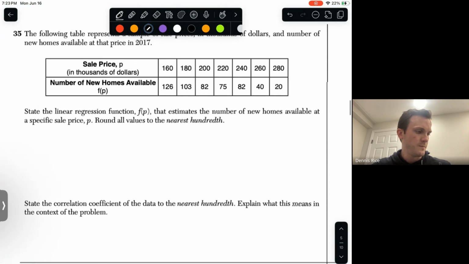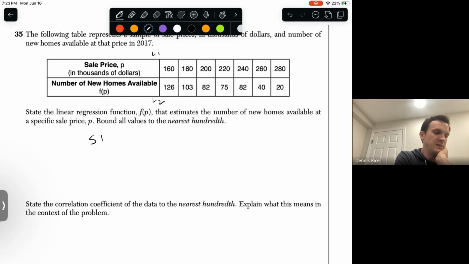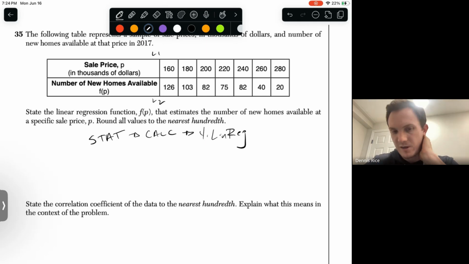I'll make one up. Try this one out if you have a calculator, obviously. If you don't, just as a quick reminder, how are you doing this? You're basically typing in the top row as L1, the bottom row is L2. And then linreg can be found by hitting the stat button, scroll to the right for calc, and then I believe it's choice 4, linreg. Diagnostics should be turned on your calculator when you get it.